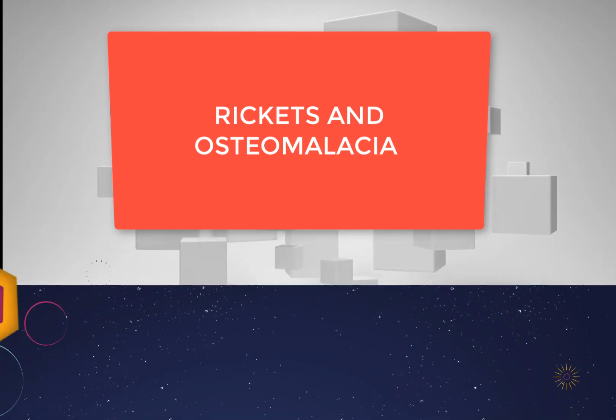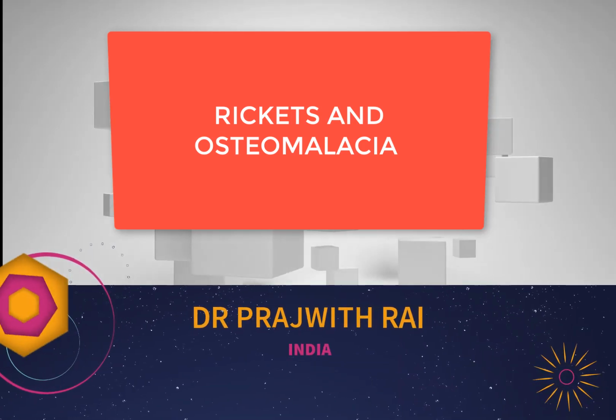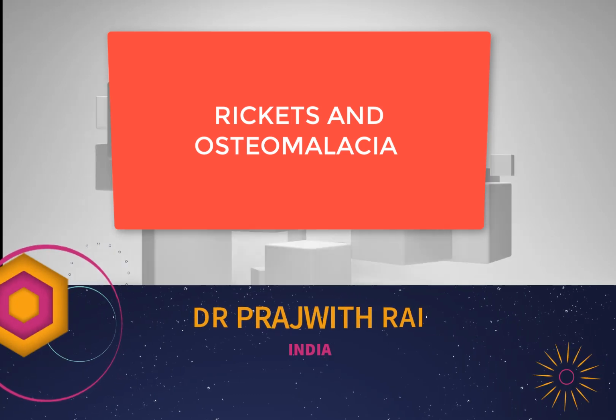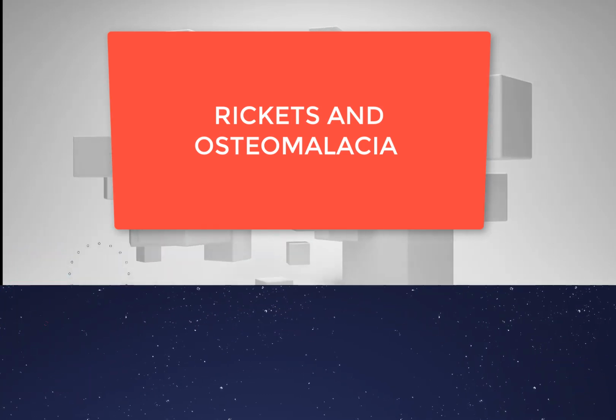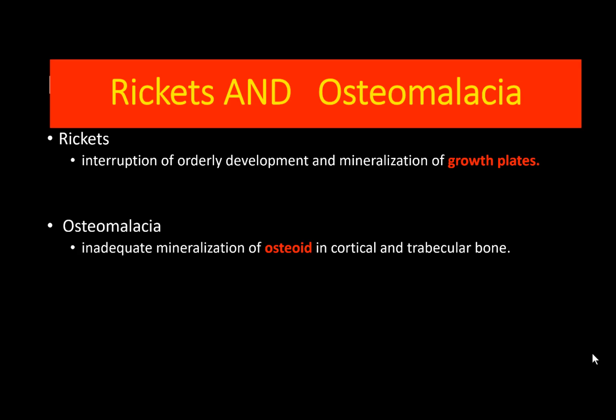Today we are going to discuss the metabolic bone diseases, which include rickets and osteomalacia. Both rickets and osteomalacia happen because of a deficiency in calcium and vitamin D. We have to understand that the difference between rickets and osteomalacia is the place where it is affecting. Rickets means there is inadequate deposition of mineral in the growth plate, whereas osteomalacia is where there is no proper deposition of mineral in the osteoid, which is present in the cortical or trabecular bone.